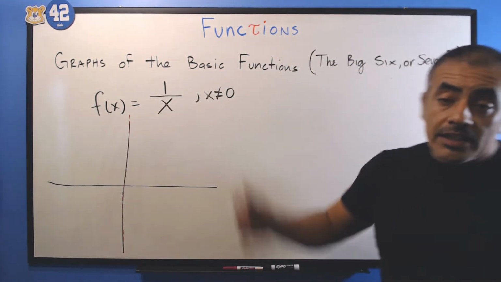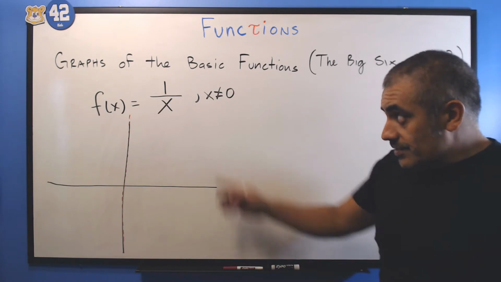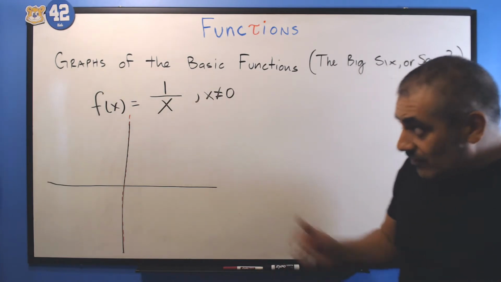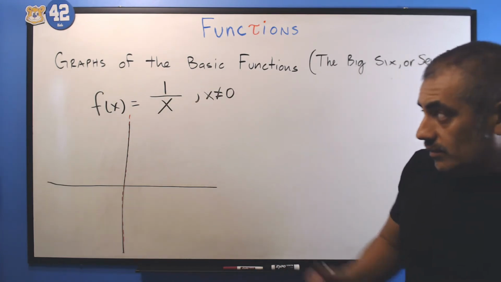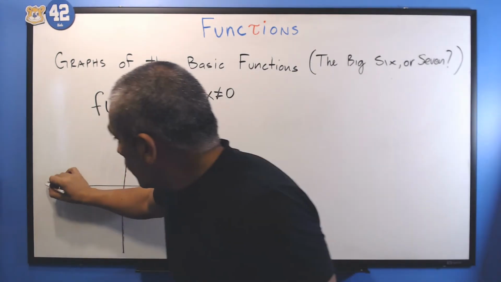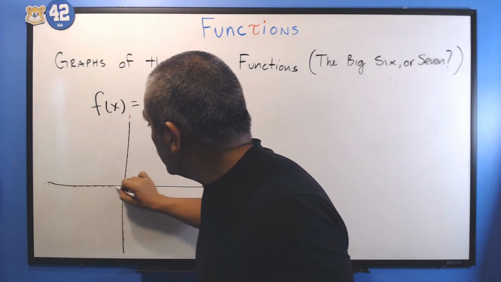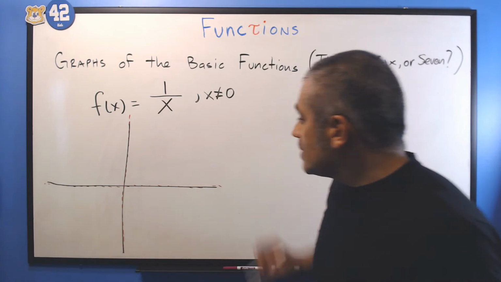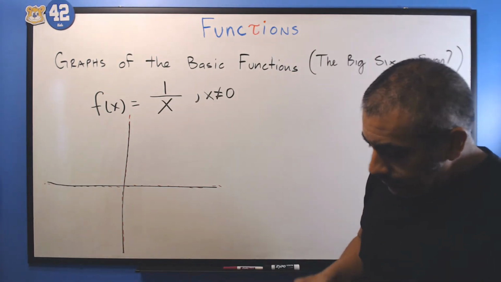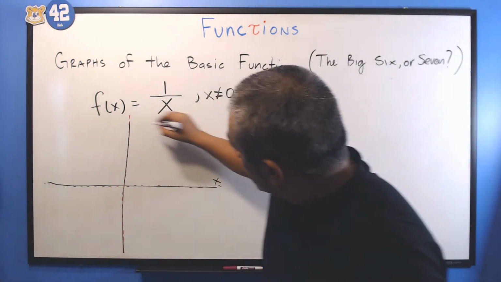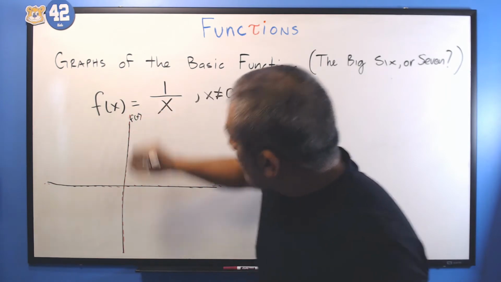And f of x can never be 0. Y could never be 0. There is never a value of x that will ever give us a value of 0. So then y, it'll never touch the x-axis either. We go ahead and label these x and f of x.